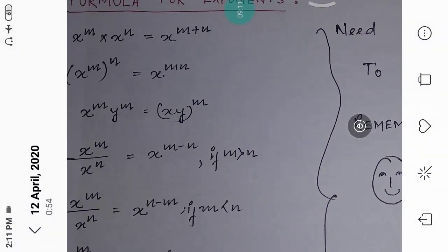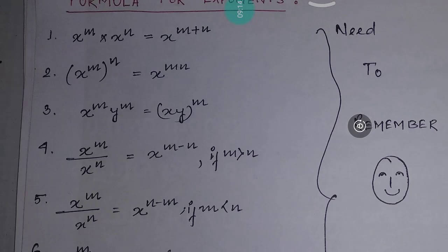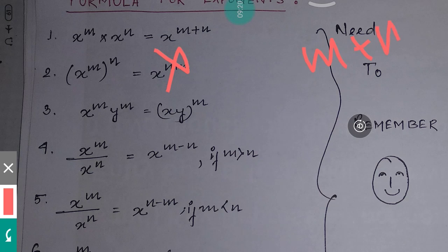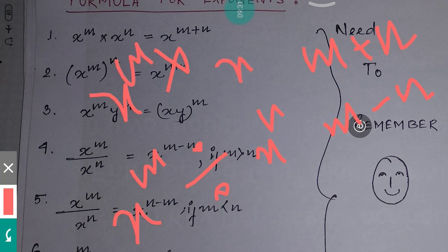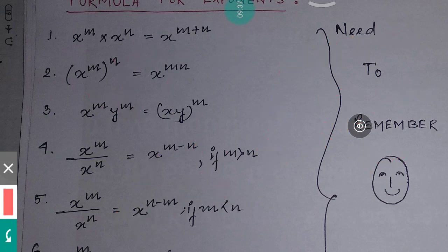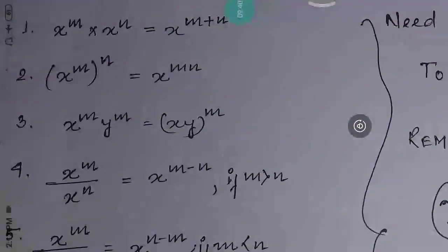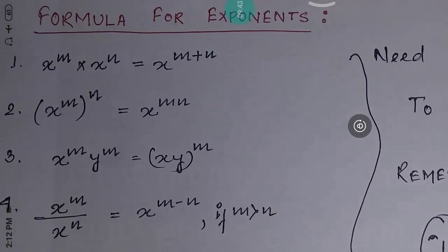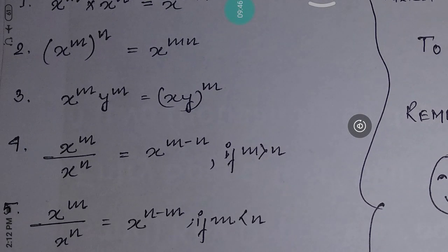The thing is, see what is the difference between 1 and 4. If multiplication is there, then the power will be the addition. If division is there, then it will be the subtraction. Here x power m, x power n is given. Here also x power m, x power n is given. Understood? If multiplication is given, then your result will be the addition. If division is given, then the result will be the subtraction. If m is greater than, that means m is the numerator power, if it is greater than the denominator power, then it will be the subtraction.